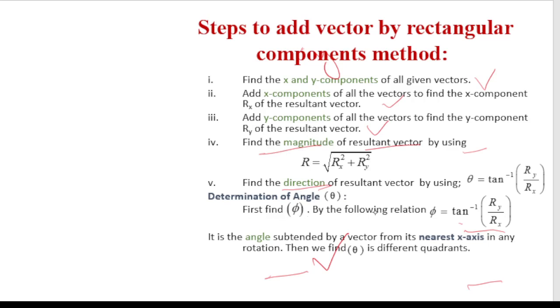First find phi by using the formula, means कि वही direction हम मालूम करेंगे. It is the angle subtended by a vector from its nearest x-axis in any rotation. Then we find theta in different coordinates.